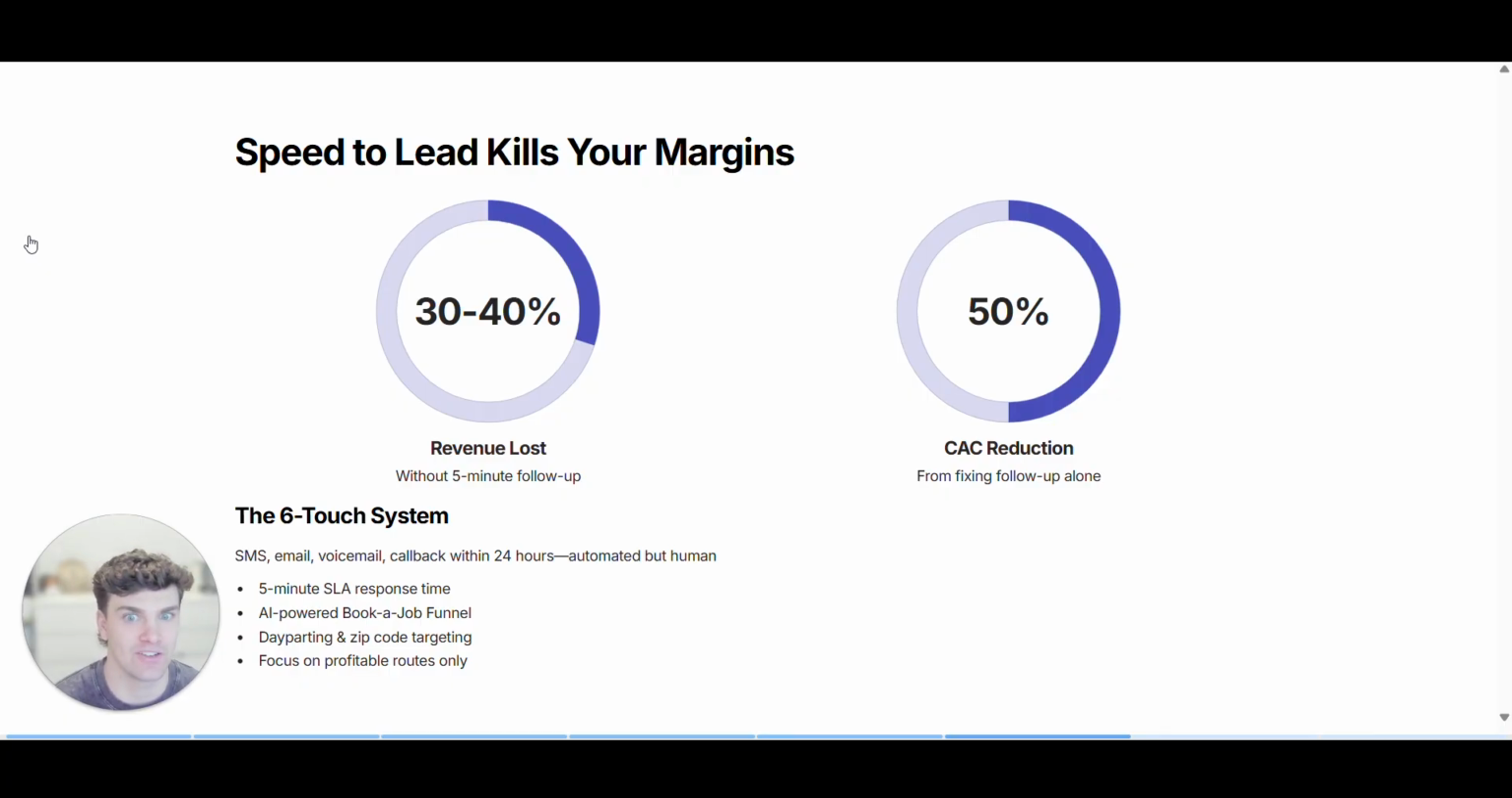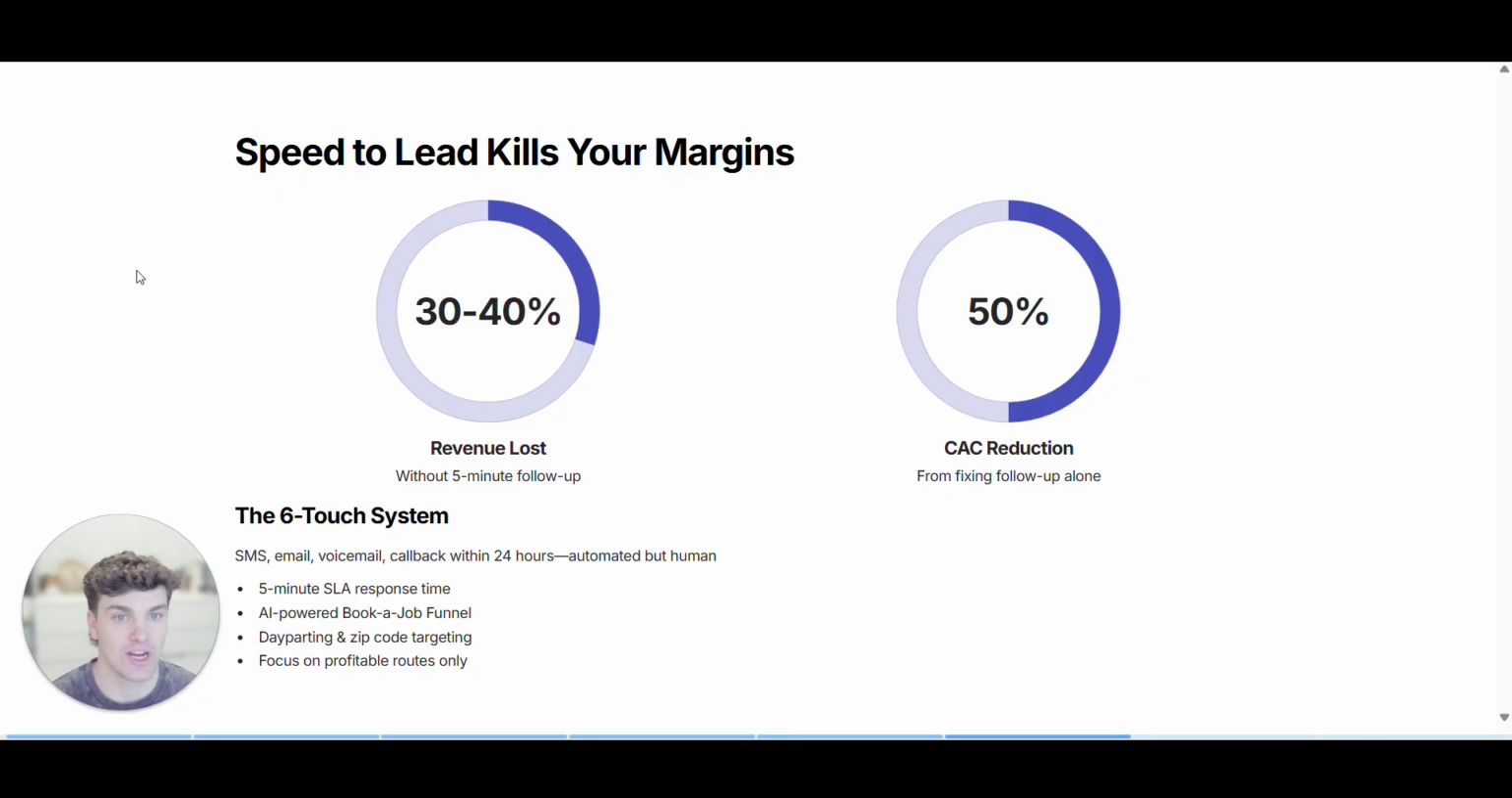You can do this by installing our AI-powered Book a Job funnel, where we get responses and we get people on the phone for you. We set up the 6-touch system where we send an SMS, an email, a voicemail, and a callback within 24 hours. It's all automated with AI, and this will connect directly with your sales team so we can get the most people on the phone and give you the most opportunities to close and increase your close rate.